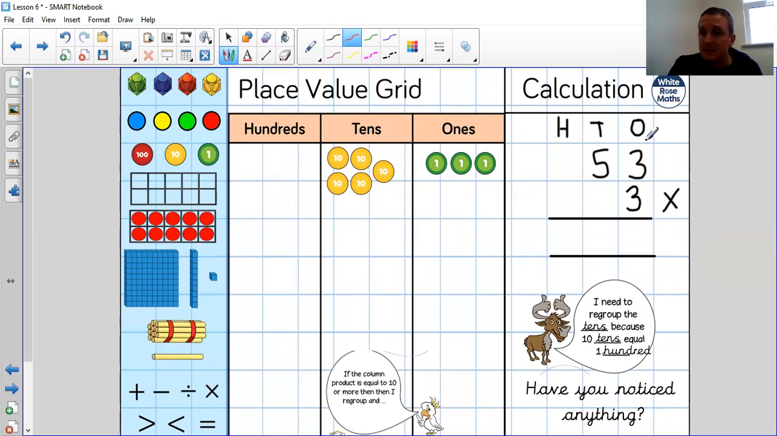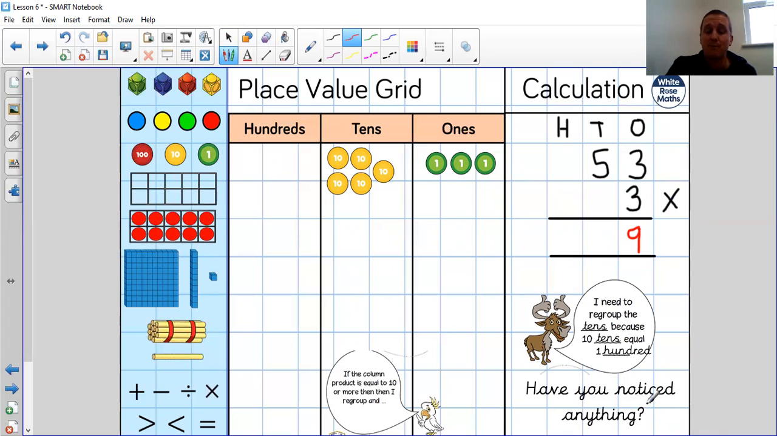So let's start with the ones. We always start with the ones. Really good place to start. What's my first calculation? Well, let's do 3 times 3. Okay, 3 3s. 3, 6, 9. I don't need to regroup. All right, brilliant. Moving on, the 10s.